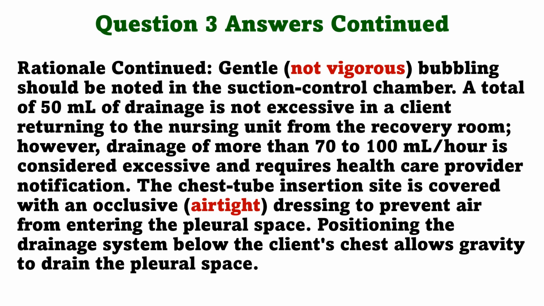Rationale continued: gentle bubbling should be noted in the suction control chamber. A total of 50 milliliters of drainage is not excessive in a client returning to the nursing unit from the recovery room. However, drainage of more than 70 to 100 milliliters per hour is considered excessive and requires healthcare provider notification. The chest tube insertion site is covered with an occlusive dressing to prevent air from entering the pleural space. Positioning the drainage system below the client's chest allows gravity to drain the pleural space.